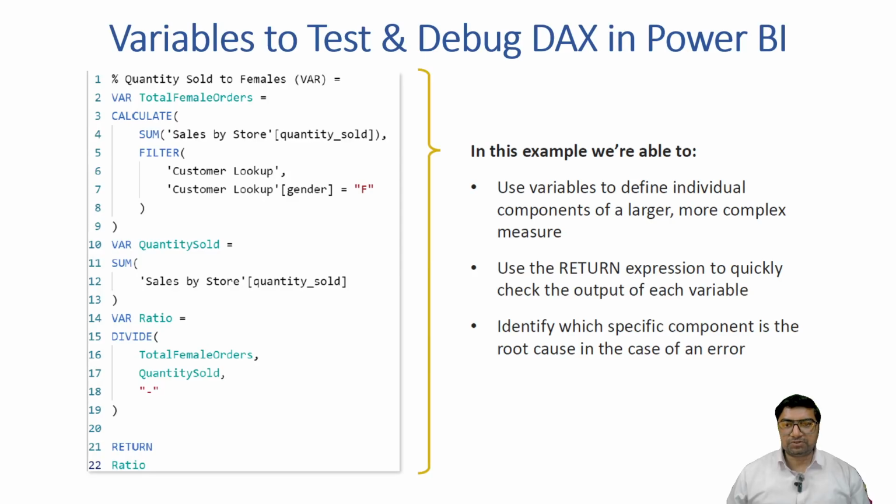Hi guys, let's try to understand today's very important topic: using variables to test and debug DAX in Power BI. Have you ever written a measure and the result looks wrong, but you don't know which part is failing? Many developers use variables, but they don't use them for debugging properly. In a real project, this can waste hours of time and create a serious reporting issue.